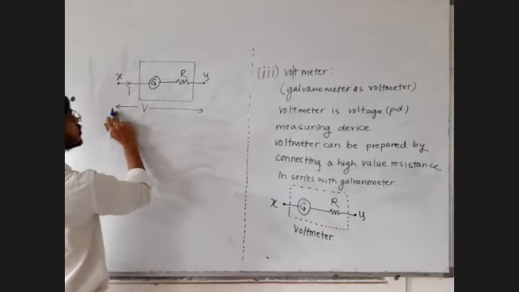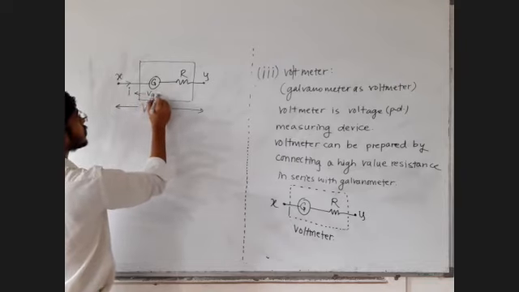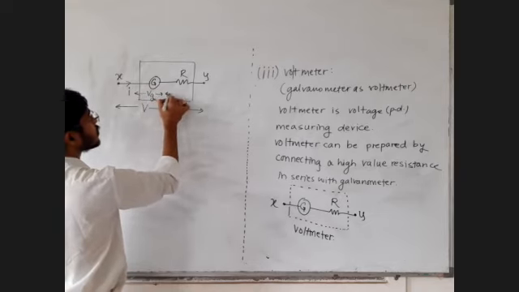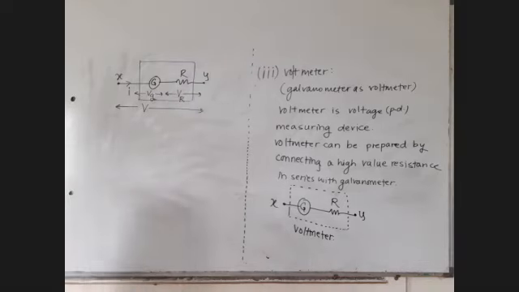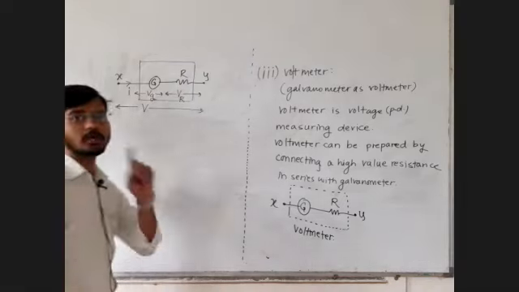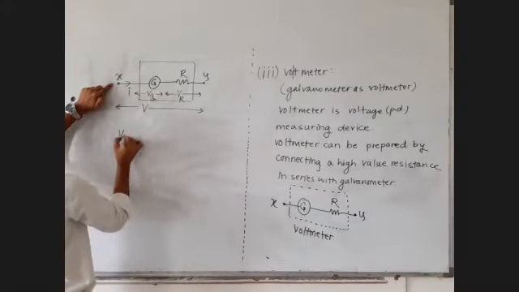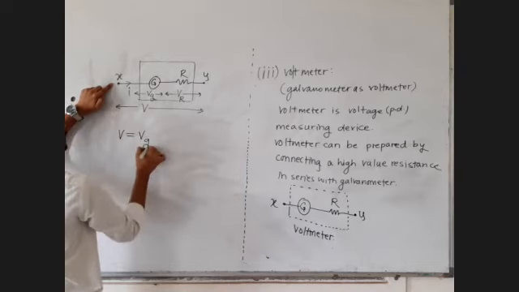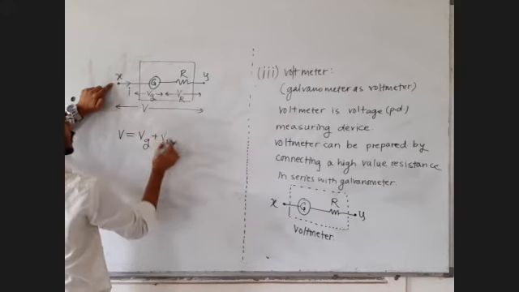Can I write the total voltage equal to the voltage across the galvanometer, let us call it Vg, plus the voltage across the resistance? So the first equation that we will write is the voltage equation. The total voltage which is to be measured is equal to Vg plus VR, the voltage across the resistance. In series, you can add the voltages.